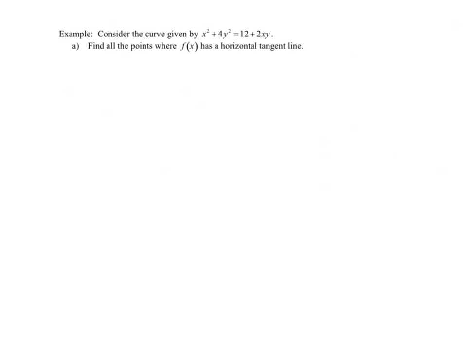So our second example tonight, this one's a little heftier. It says, consider the curve given by x squared plus 4y squared equals 12 plus 2xy. Part A. Find all the points where f of x has a horizontal tangent line. Now remember, we don't have to memorize things. If you can't think about what it means, draw out a horizontal line and ask yourself, what do you know about a horizontal line? By this far in the year, we should all be jumping up and saying the slope equals 0.